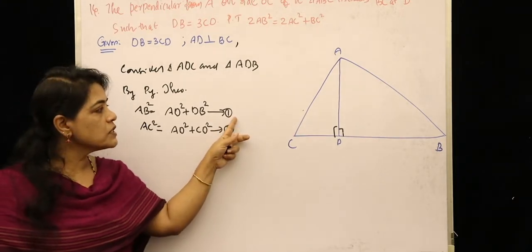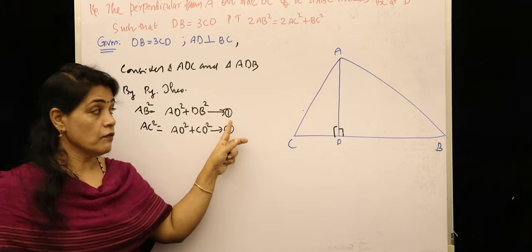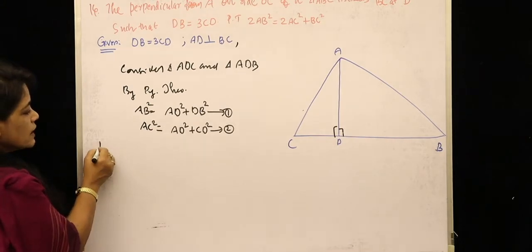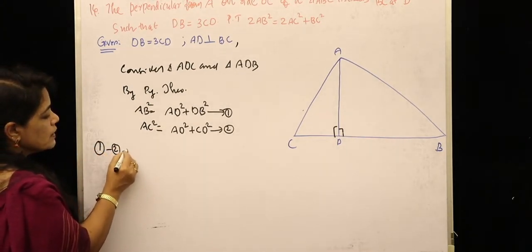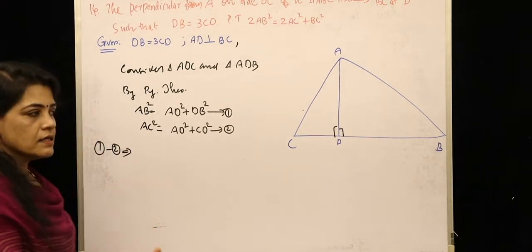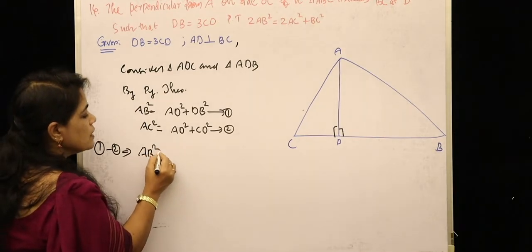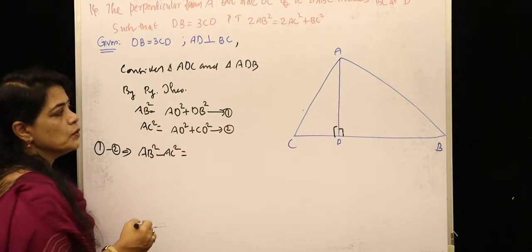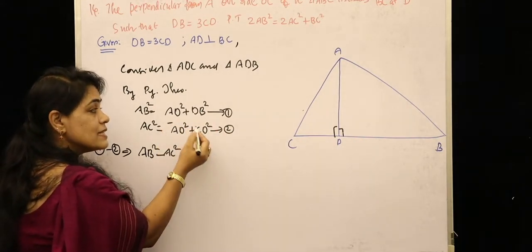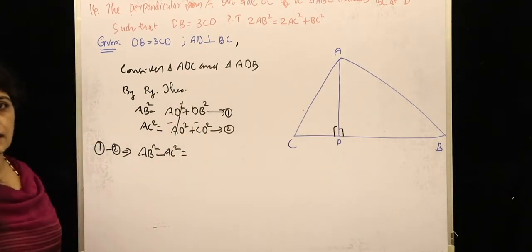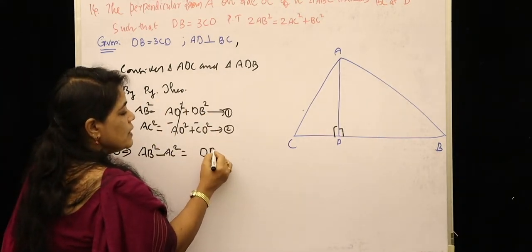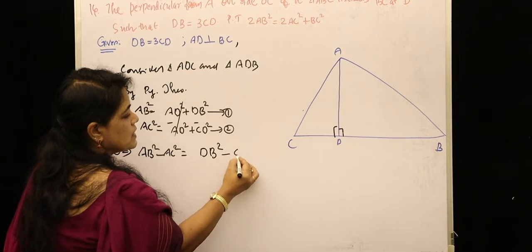That means if you subtract equation 2 from 1 or 1 minus 2, what will we get? See children, 1 minus 2 implies, how do we subtract two equations? Just subtract the LHS and RHS separately. That means AB square minus AC square equals this minus this: AD square plus DB square minus AD square. You can change the sign and add. So AD square gets cancelled. So in RHS, DB square, and minus we are subtracting CD square.